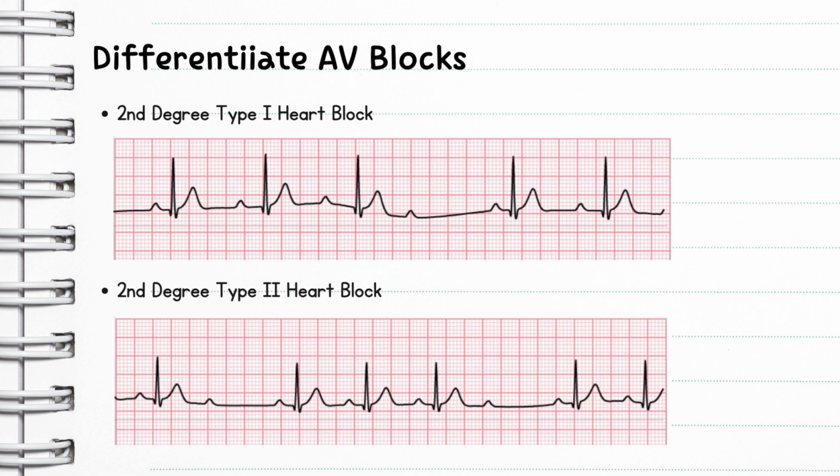Now, type 2, a little bit more serious than type 1. The PR interval is consistent and does not progressively lengthen. So look at all of those. You see the PR interval is about the same between the P and the QRS, right?